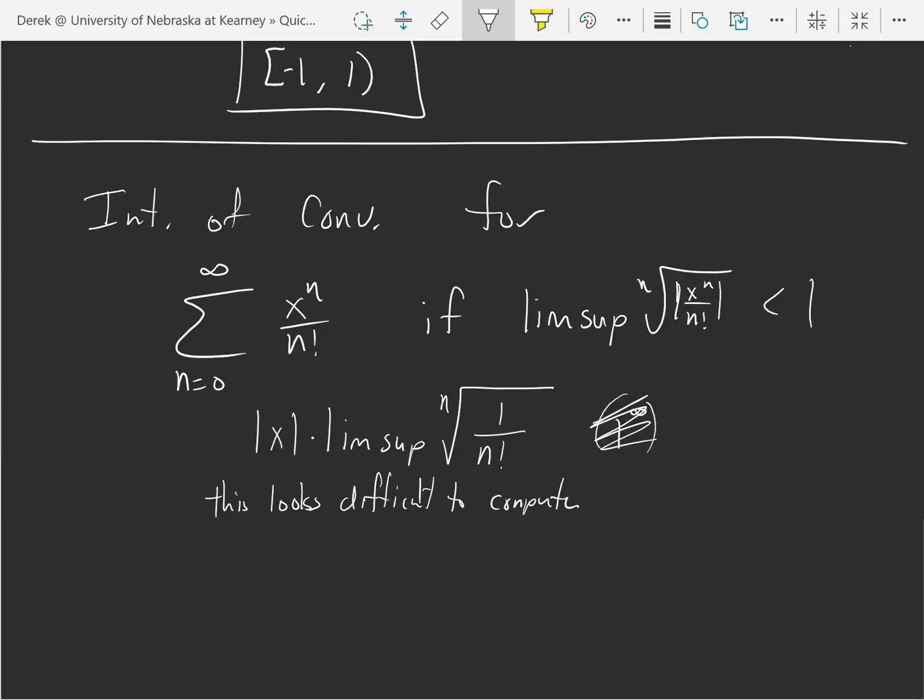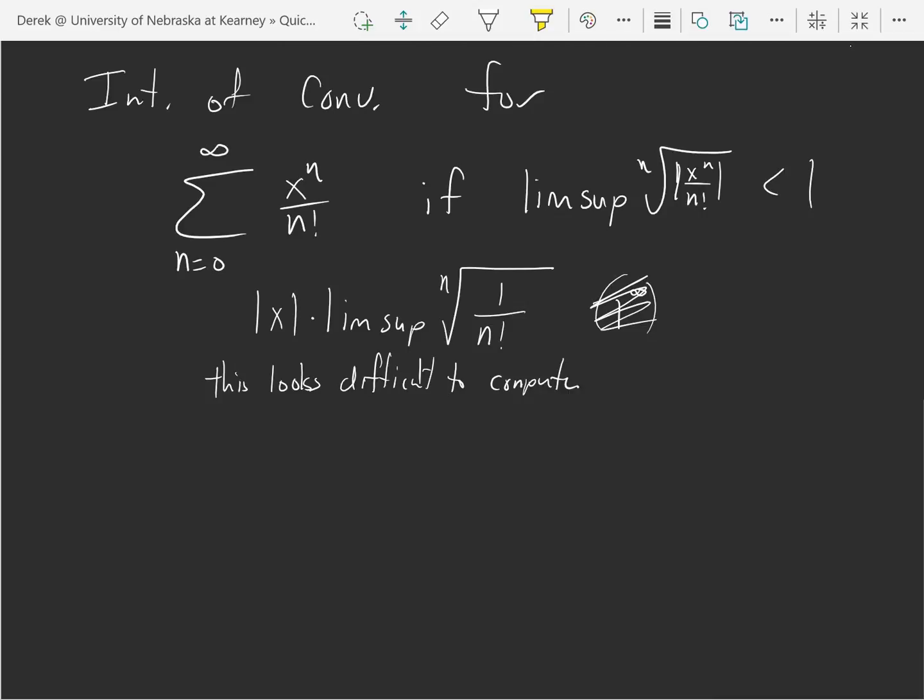Okay, so when the root test looks difficult, we can always try the ratio test. And if the ratio test converges, the root test converges to the same thing. So let's look at the limit of the ratio test. So I've got x to the n plus 1 over n plus 1 factorial divided by x to the n over n factorial. And we want to see what happens as this goes off to infinity, and that should be in absolute values.